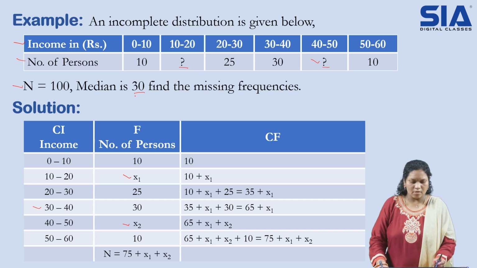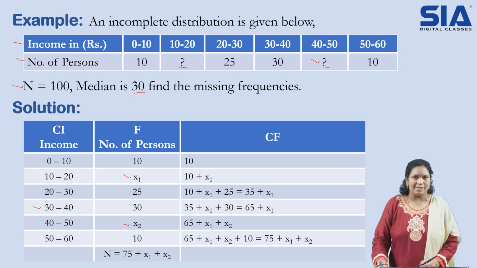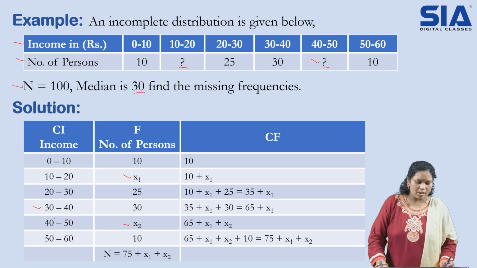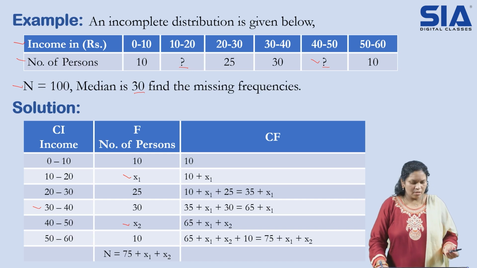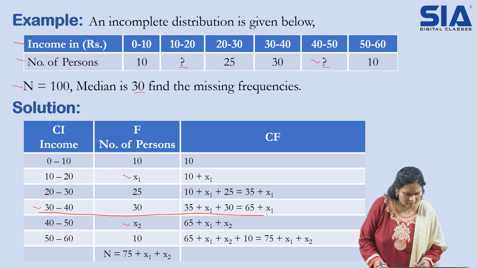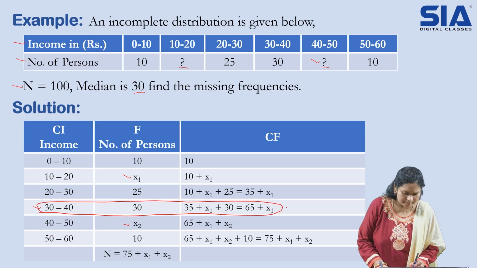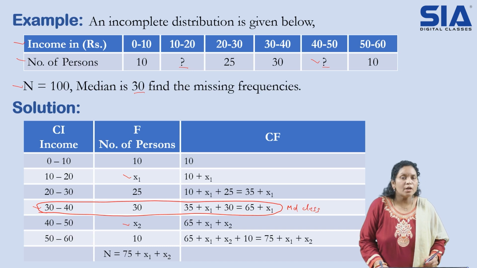So the median is 30, already given. So where it falls, we have to check in the class intervals. So mostly 30 to 40, exactly 30 we have. So the 30 to 40 class interval you have to consider. So this entire class, whatever you got, becomes your median class, right? Now we got the median class.